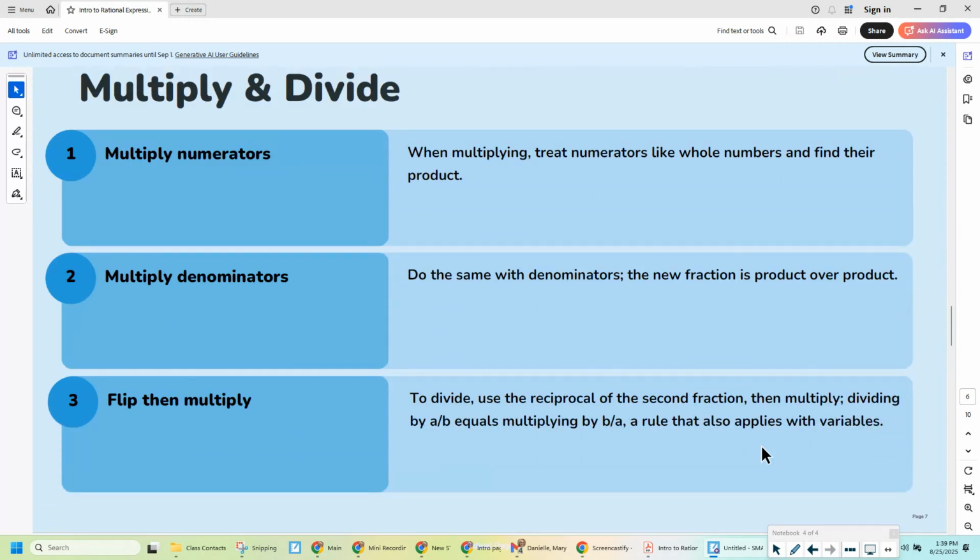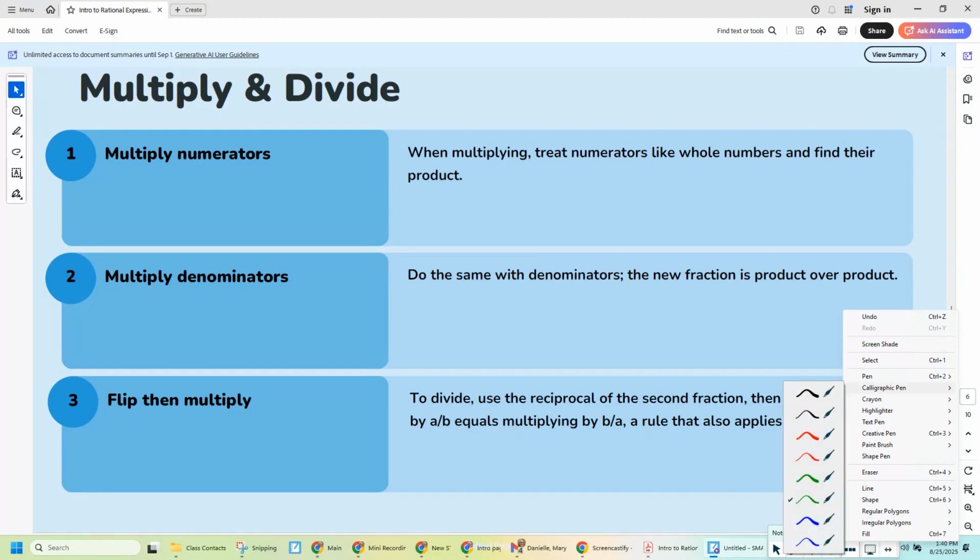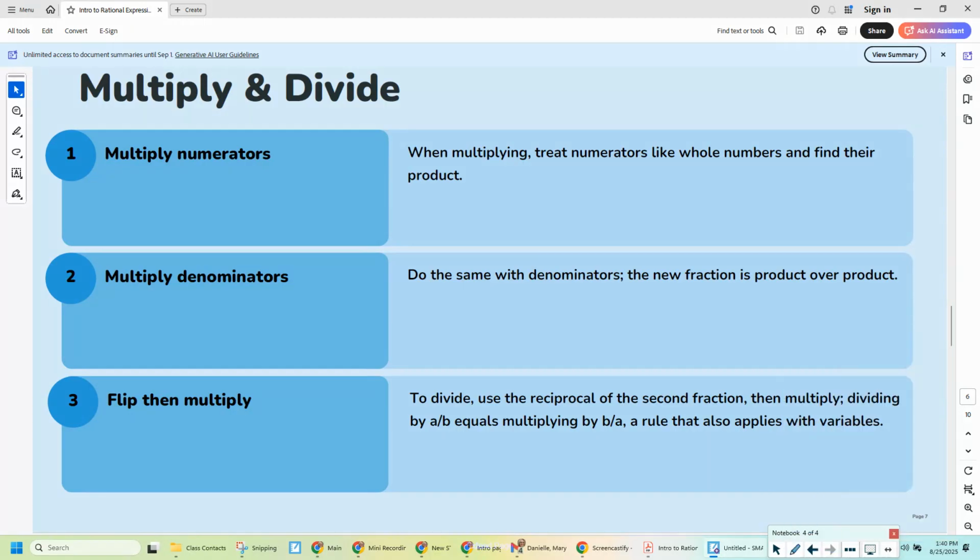When we want to multiply and divide those fractions, well, when you're multiplying, you are doing it straight across. So you are multiplying the numerators times each other, and you're going to multiply the denominators times each other. That is all that you would do. You do not have to find the common denominators or anything when you're multiplying.